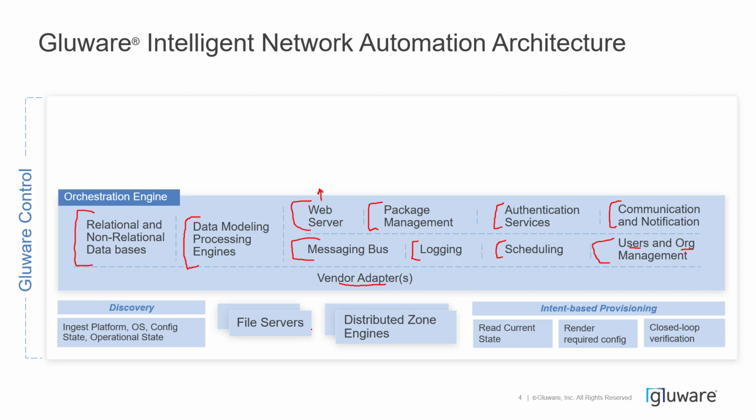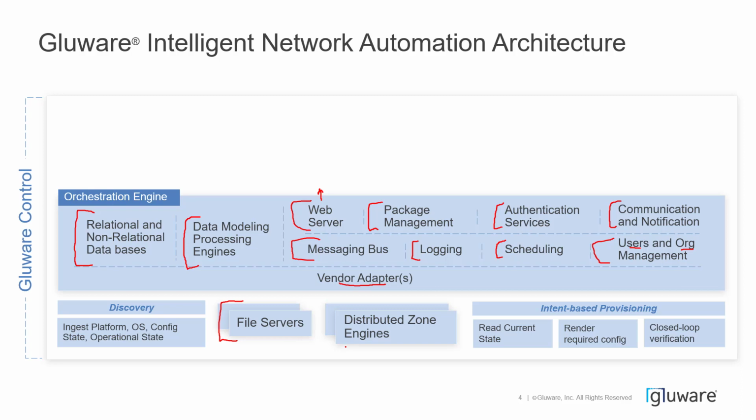Other components of the orchestration engine, if you're using our OS manager for operating system upgrades, we have integrated file servers that can be distributed. So that's why you see multiple boxes there. You can distribute file servers out closer to devices for better performance. The way Gluware is highly scalable, as I was touching on the last slide, is that we have a multi-engine architecture.